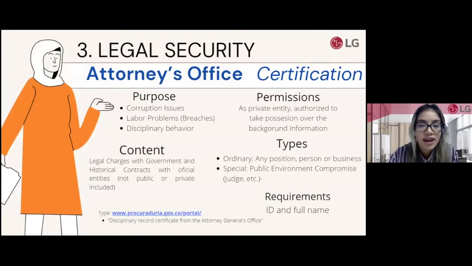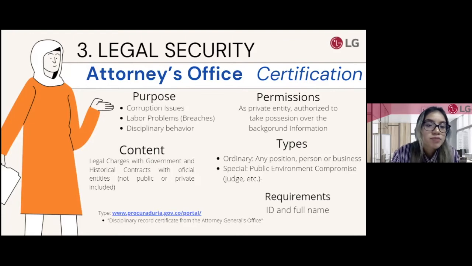And first, we have here, for instance, some certifications that we are going to be generating. First, we have the Attorney's Office certification, whose purpose is fundamentally to understand and pay attention to some corruption issues or labor problems, meaning the breaches that the person could have had in the past, as well as disciplinary behaviors. Okay.